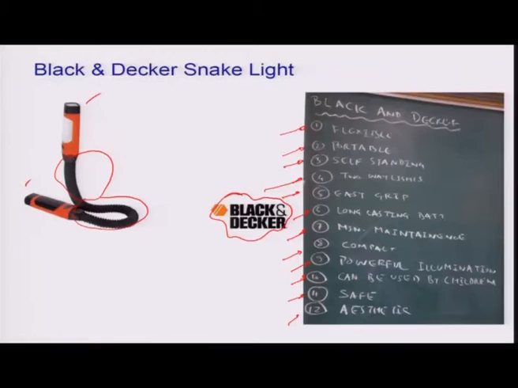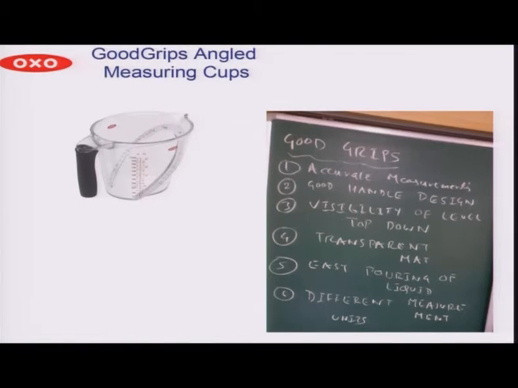Similarly, on the other product, the OXO Good Grips angled cup, the responses recorded were accurate measurements, more so because these angled cups have a top down approach of reading the meniscus level, which otherwise becomes a big challenge, particularly when seeing from the sides. Good handle design, the grip seems to be pretty good. Obviously, the visibility of the level top down is much easier than sideways. The material is very transparent, enabling us to see the color or the level of the confined liquid, or any containment which is inside.